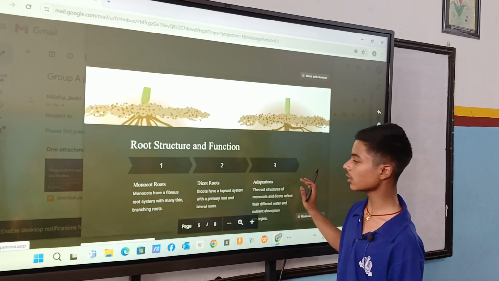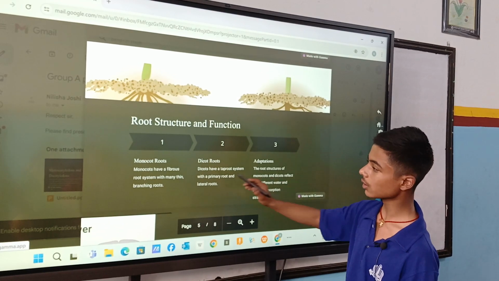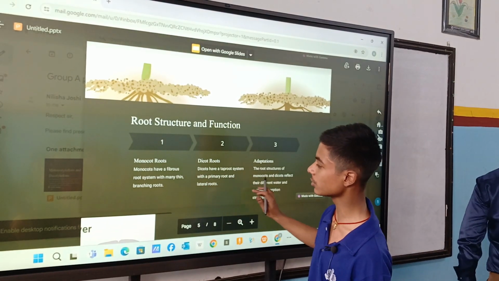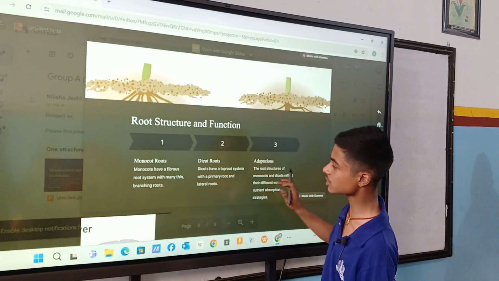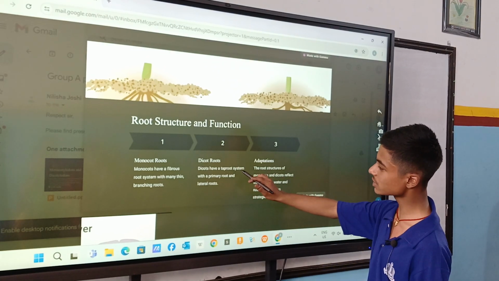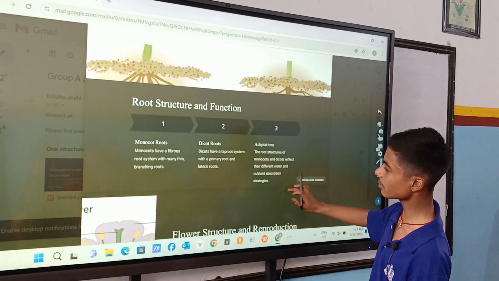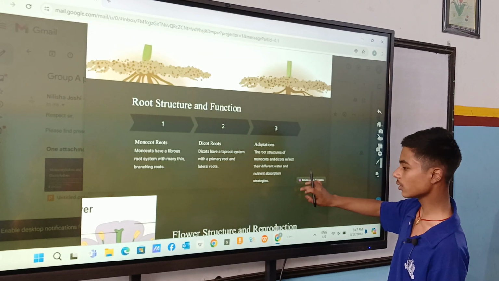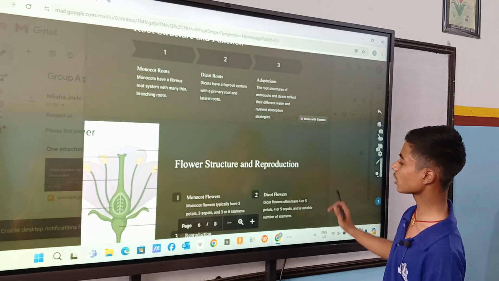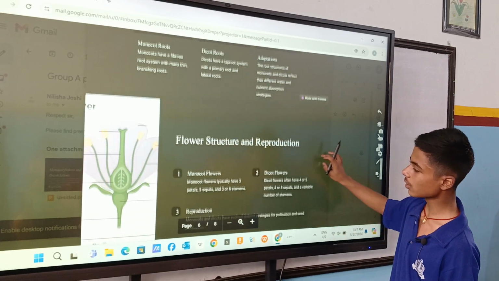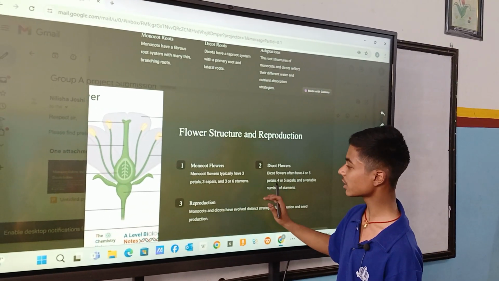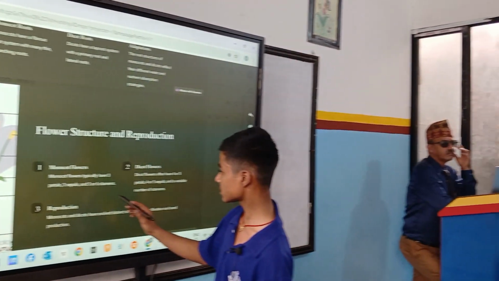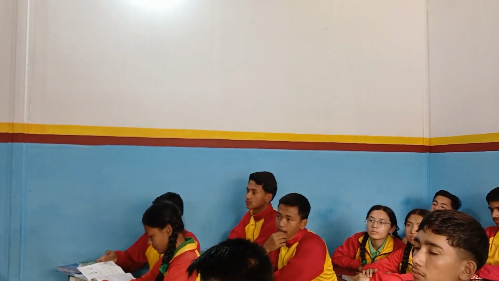Root structure and function of monocot and dicot roots. Monocot roots have a fibrous root system, which is many thin and branched roots. Similarly, dicot roots have a tap root system with primary roots and lateral roots. There are different structures of monocot flowers and dicot flowers. Monocot flowers have 3 petals, 3 sepals and 3 or 6 stamens, as you see in the figure. Dicot flowers have 4 or 5 sepals and a variable number of stamens.